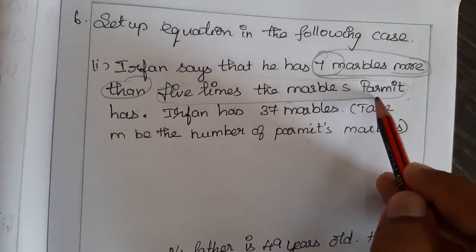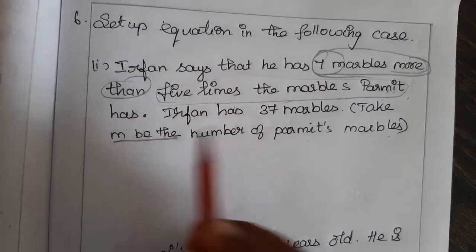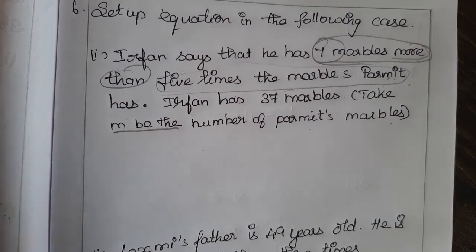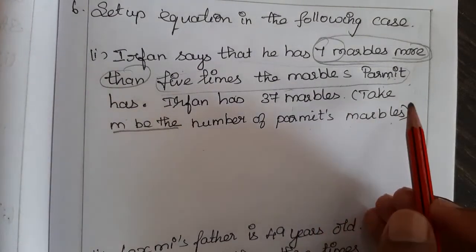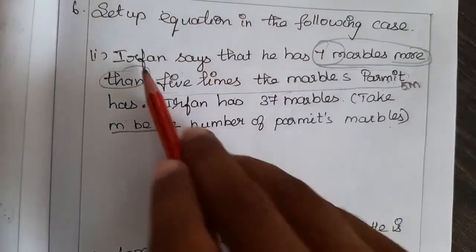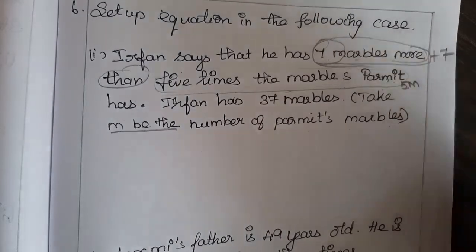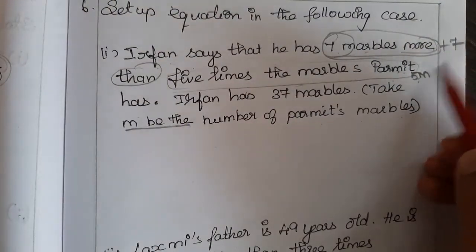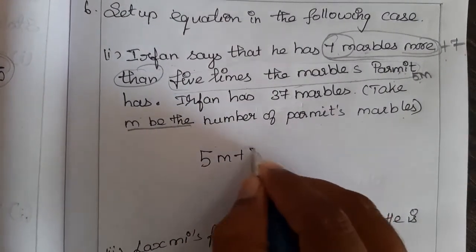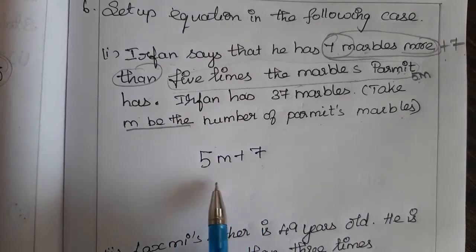How many marbles does Parmit have? It is given that M marbles, right? So 5 times M we write as 5M, and Irfan says he has 7 more than. 7 more than means plus 7. So totally Irfan has 5M plus 7 marbles, right? So 5M plus 7 marbles is what Irfan has according to the algebraic statement. That means a statement with a variable.